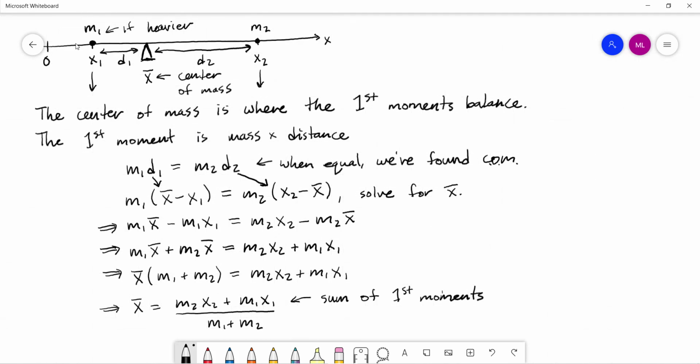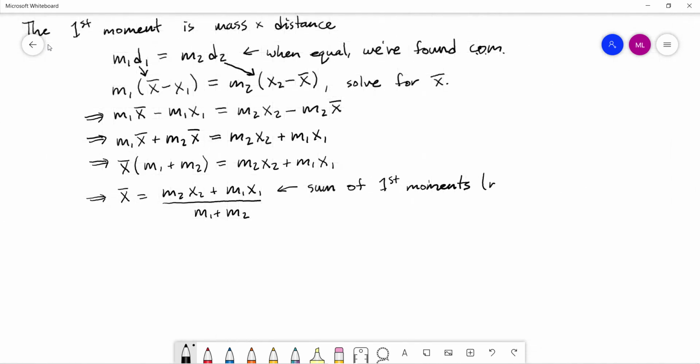Because x1 is the distance from the origin, x2 is the distance from the origin to these two respective points. So we're adding up all the moments relative to the origin, right? So just to make that totally clear, relative to the origin. And down here, it's simply the sum of all the masses.